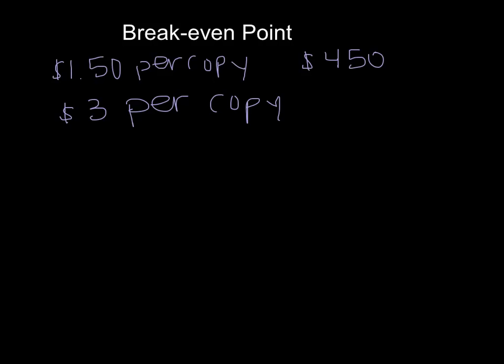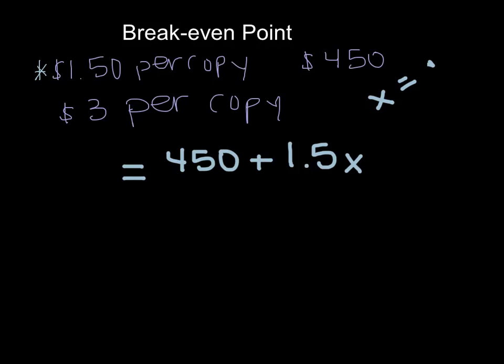Okay, so what you first want to do is write these as equations. So I'm going to take this first one and set this up as an equation. Well, I know that it is going to cost me an initial $450. Also, $1.50 per copy. So I'm going to call that X. So X is talking about the number of copies. Y would obviously be my total.